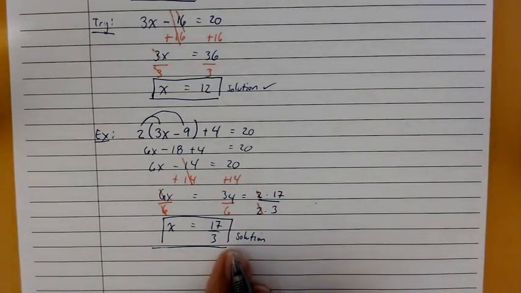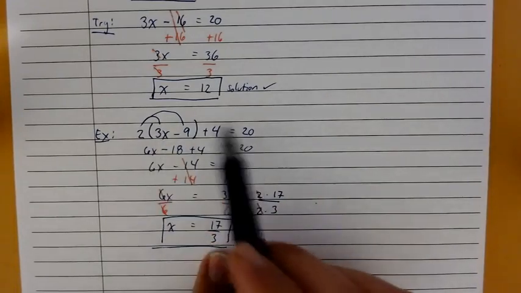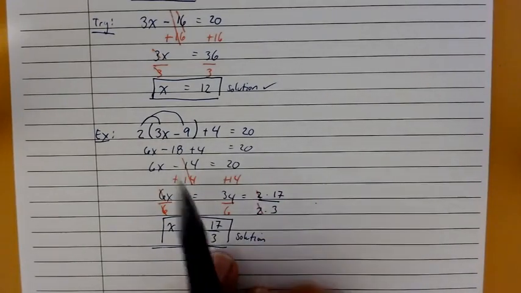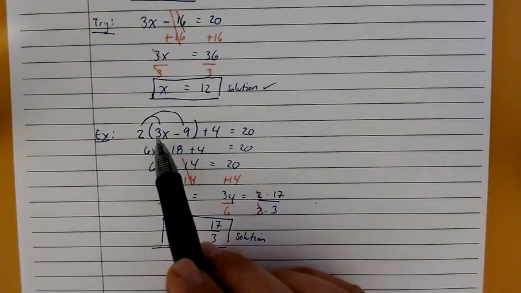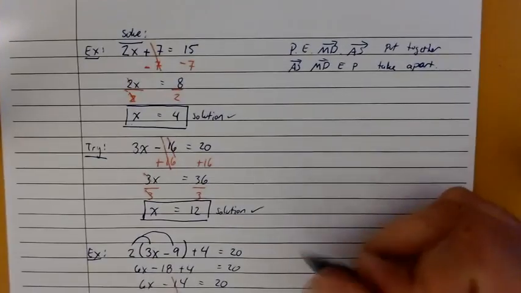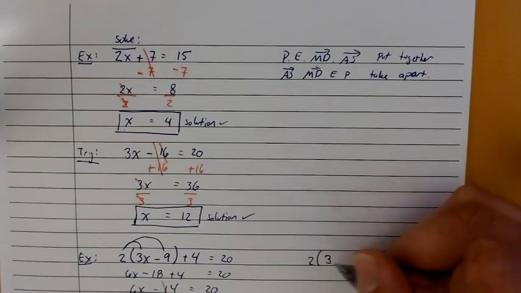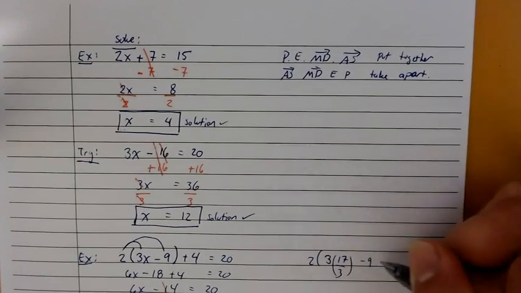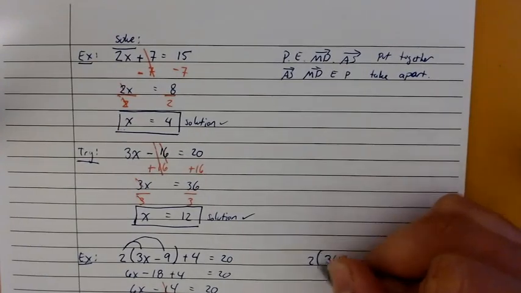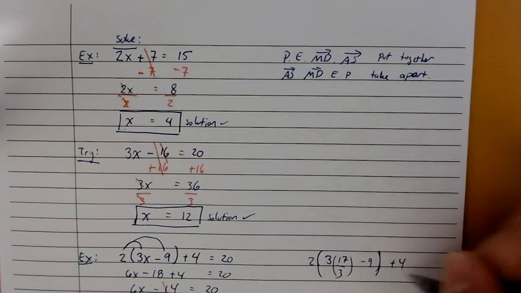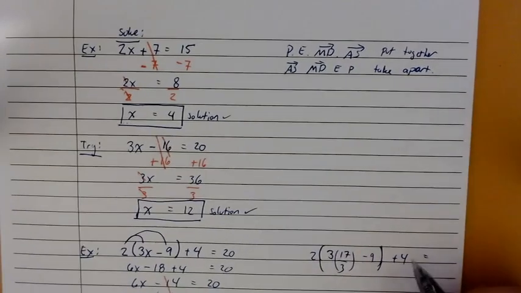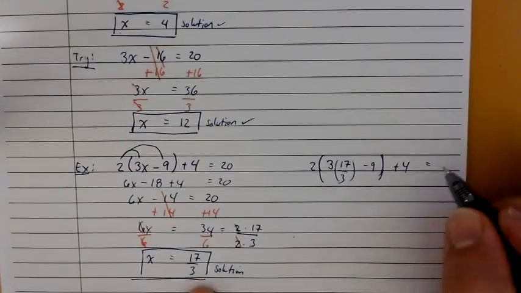And we can even check it. We substitute that in all the way at the beginning. 17 thirds times 3. Well, let's see. Let's go ahead and do that off to the side here. 2 times 3 times 17 thirds minus 9 plus 4. That's supposed to equal to 20. Let's see what it does equal to.